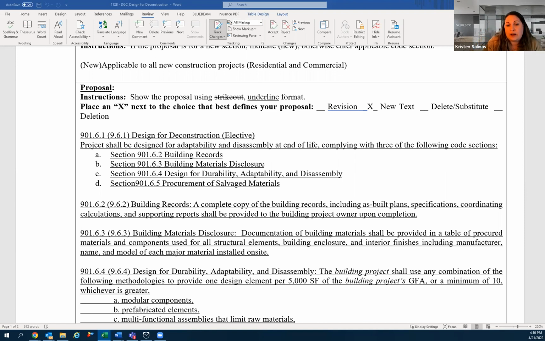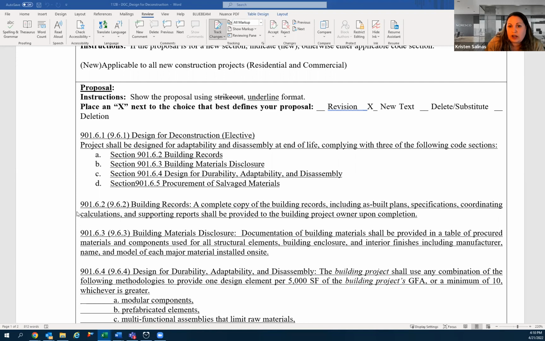So we have, again, being able to comply with 3 out of the 4 sections below. The sections are building records, building materials disclosure, design for durability, adaptability, and disassembly, and then procurement of salvage materials.